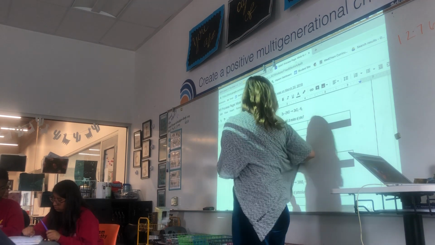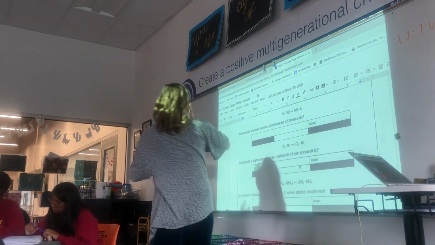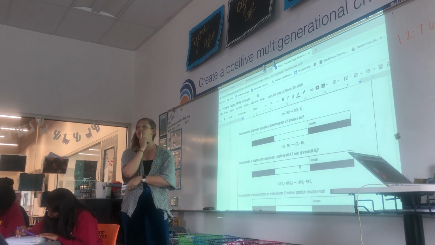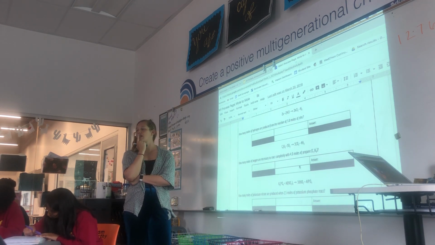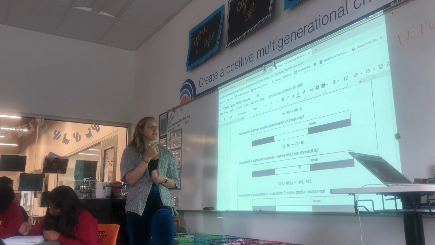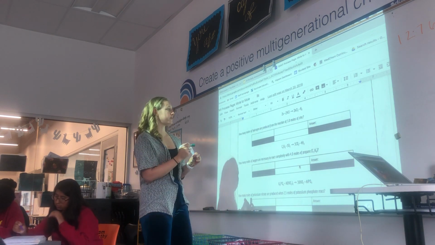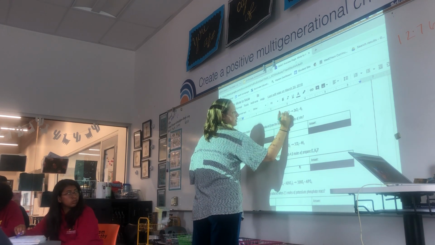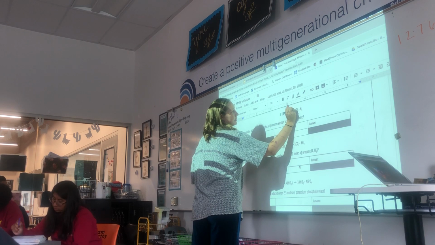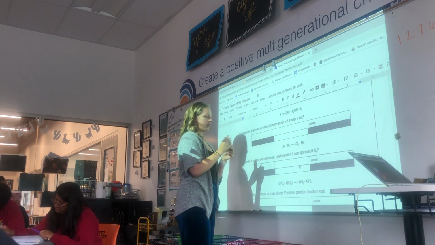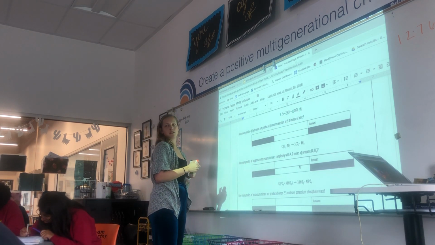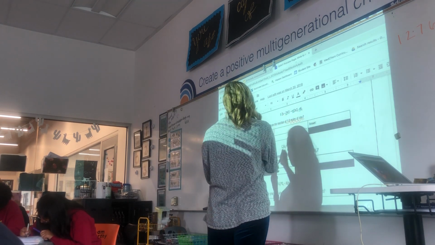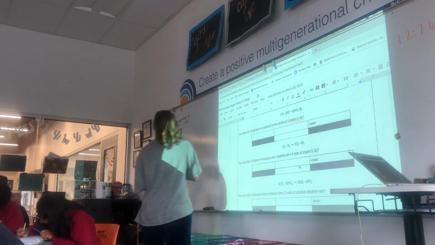All right, so let's do our coefficients first. Zn plus 2HCl, ZnCl2 plus H2. There's a lot of talking. What are my coefficients? What's this one? 1. What's this one? 2. What's this one? 1. Beautiful. All right, what's my given? 3 moles of zinc. What am I looking for?